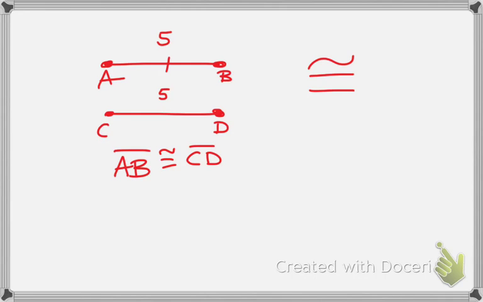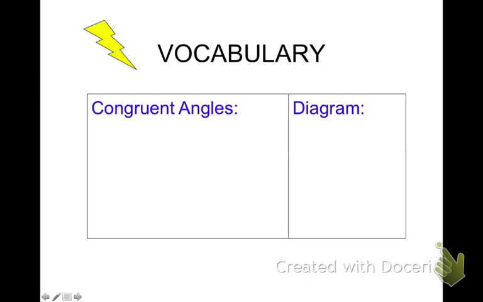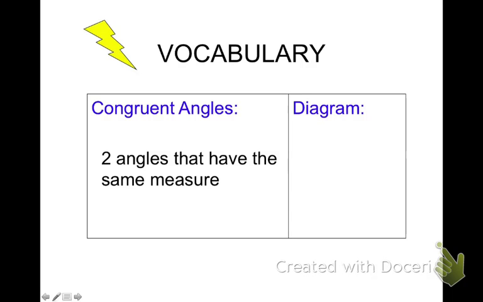The little tick marks, right? So that means that these are the same, which means that they're the same length. Well, the same thing applies to angles. We can have congruent angles. There's just different notation that we use to show congruency of angles. So, for congruent angles, let's write in the following. Congruent angles are 2 angles that have the same measure. Or if you just want to put down, have the same measure, whatever you want to write in there.